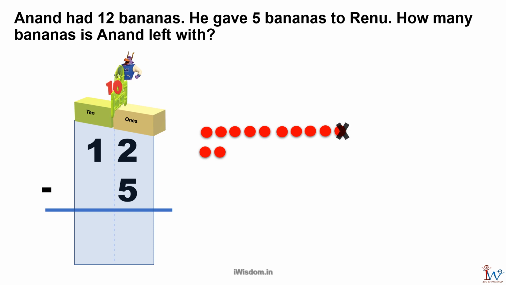1, 2, 3, 4, and 5. Then I count what remains: 1, 2, 3, 4, 5, 6, and 7. So 7 ones remain. There are no 10s left. So 12 minus 5 is equal to 7. Excellent. You followed all the steps properly.